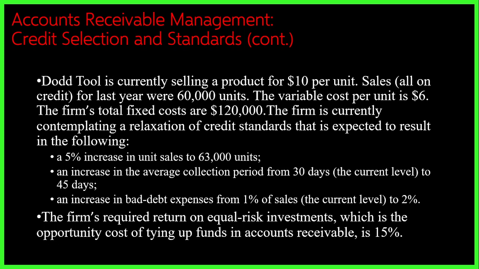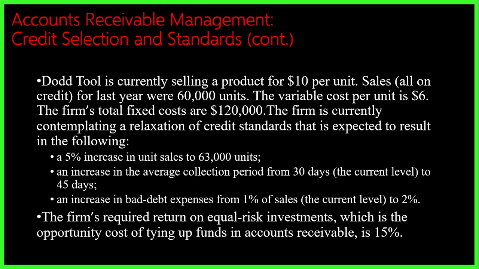Anyway, let's continue. Okay, you have that tool currently selling a product for $10 per unit. Sales, all on credit, for last year were 60,000 units. The variable cost is 6 and fixed cost is 120. The firm is currently contemplating to relax the credit standards. And what will happen? If they're going to relax the credit standards, they expect that their sales will increase by 5%. So, a 5% increase in unit sales to 63,000.